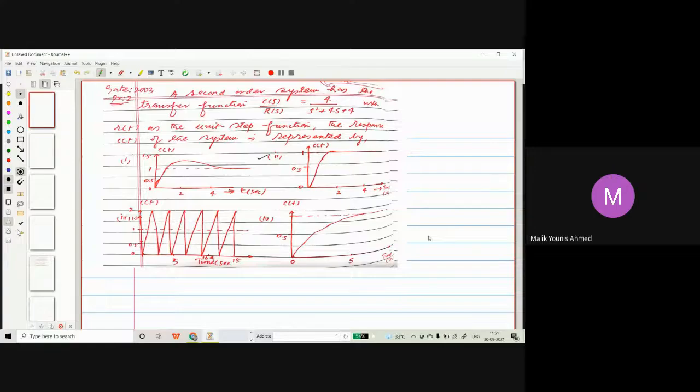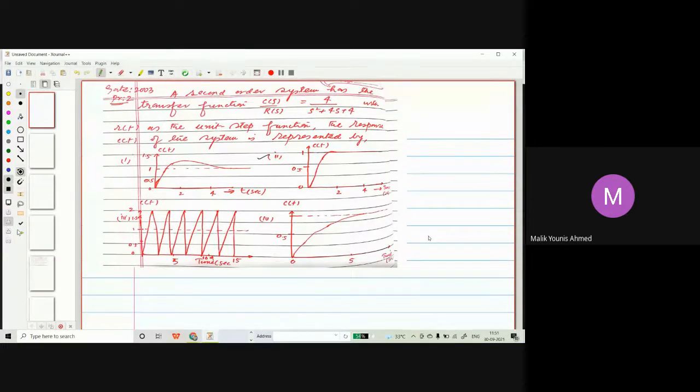A second order system has a transfer function with R(t) as a unit step. So the input is a unit step. The response C(t) of the system is represented by... Now, roll number 9 will answer this question first.